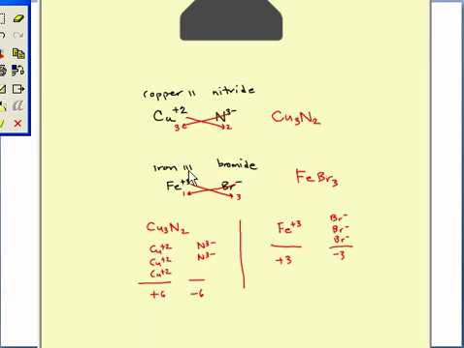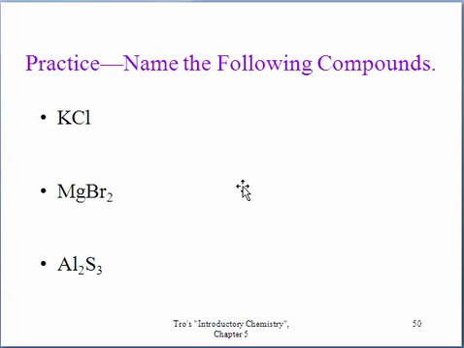Now notice, my 3 does not mean I have 3 irons. It means that's the charge of my iron, and from that we determine what the formula is based on what the charge of the anion is. Now pause this slide and see if you can name the following compounds.